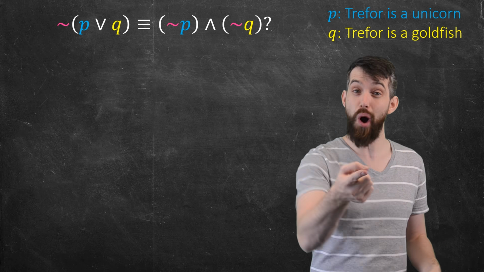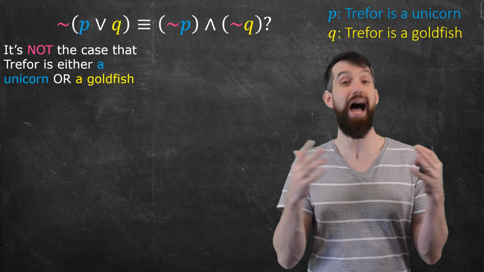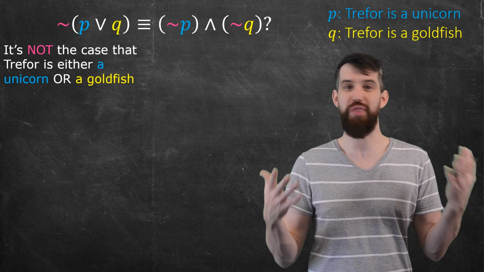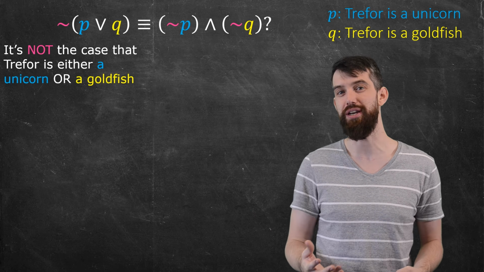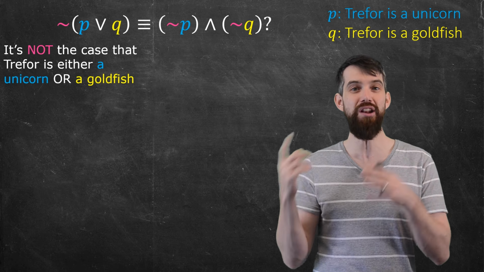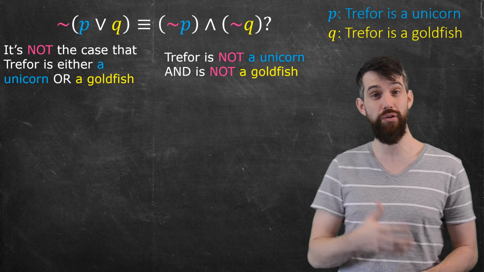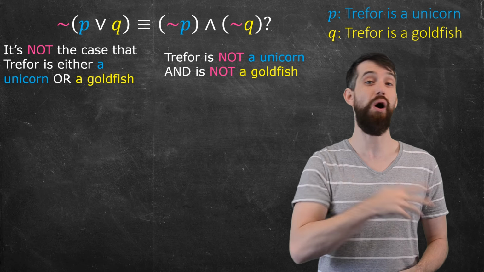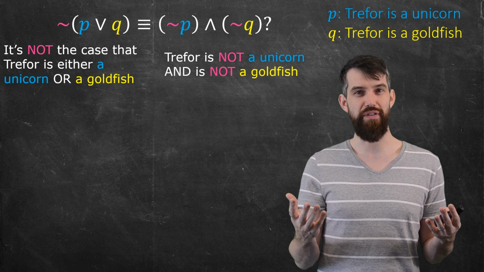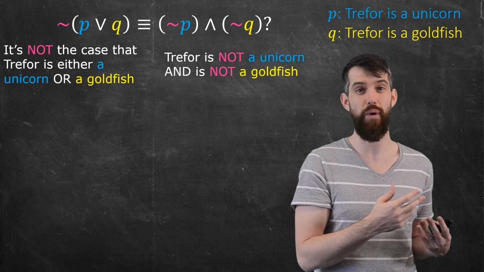And then when you put a not all the way out the front, what you're saying is that it is not the case that Trevor is either a unicorn or a goldfish. That's one way I could come up with an English sentence for that logical expression. Now, for the right-hand one, I'm saying not P and not Q. In other words, I'm saying that I am not a unicorn and I am not a goldfish. Now, it's a silly example, but if you look at these 2 different things, do you think that they are the same, they express the same idea, or a different one?